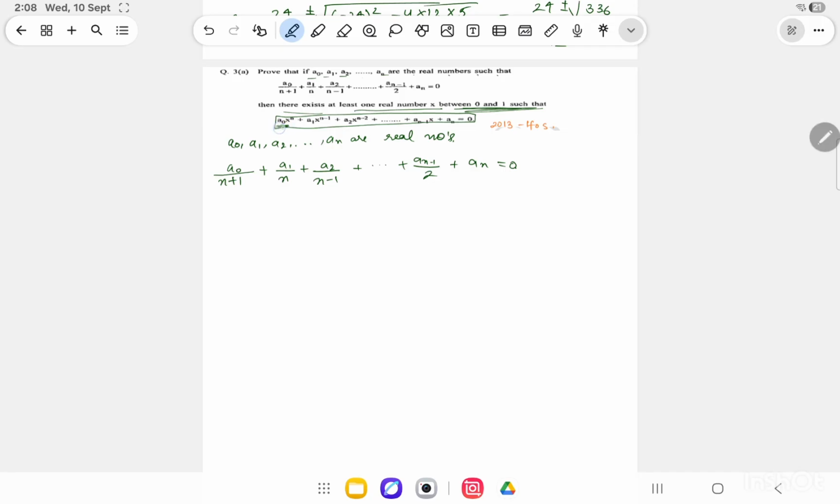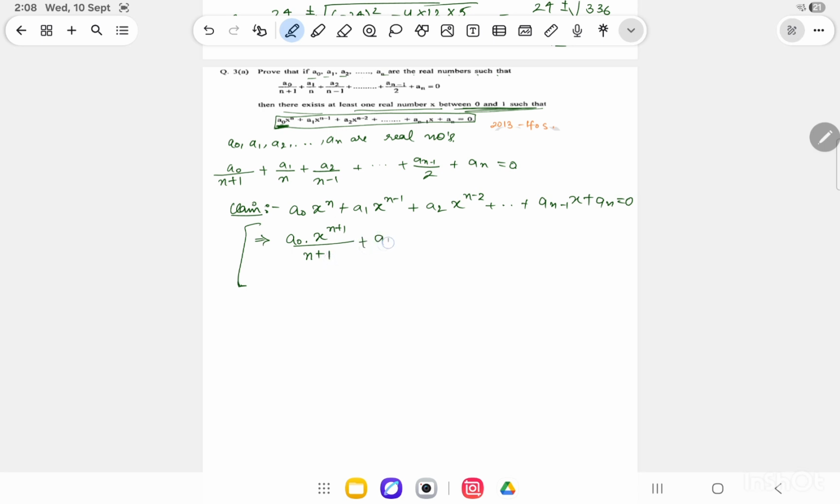There is nothing given to us about the function f(x), but we are supposed to prove that a0 xⁿ + a1 x^(n-1) + a2 x^(n-2) + ... + a(n-1) x + an equals 0. If we take the integration of this, we'll get a0 times x^(n+1). This is just rough work, the mind work; you can do it on rough space to see what your function f(x) can be.